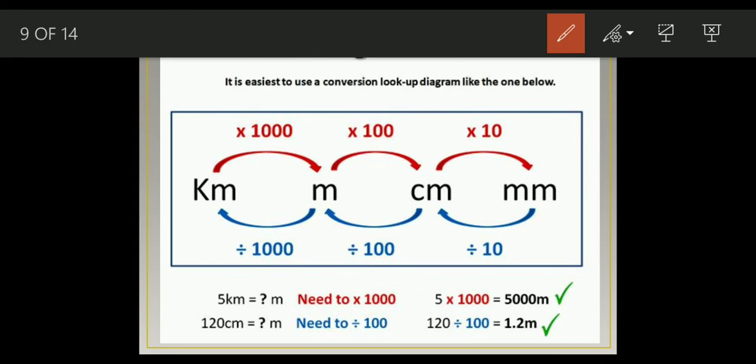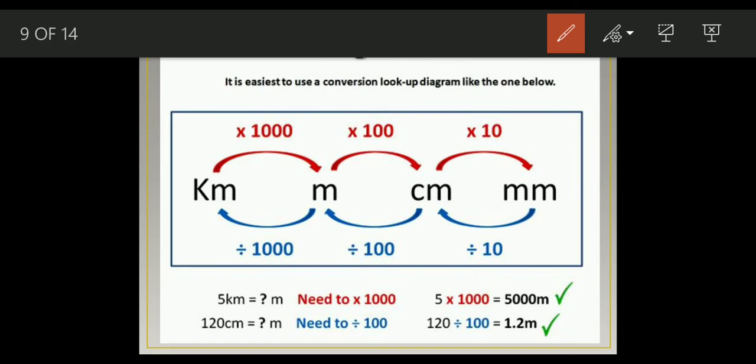After leaving the kilometer, the question is about the kilometer. Leave it, you should not consider the kilometer. After kilometer, how many tens are there? I have 3 tens. That is 10 into 10 into 10, which is 1000. So what should I do? I should multiply 5 into 1000.